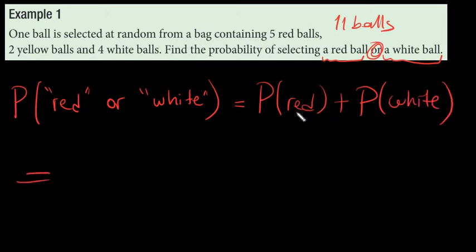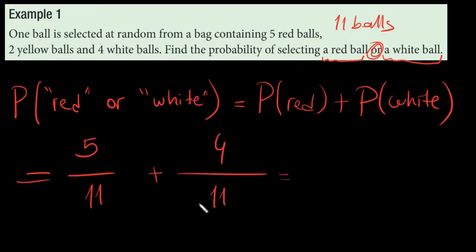So what is the probability of selecting a red ball? The number of desired outcomes over the number of all outcomes. We want to get a red ball. How many red balls are there? 5, over what? 11. And the number of white balls? 4. 4 over 11, right? So 5 plus 4 is going to be equal to 9 over 11. So actually you can do this question also this way.